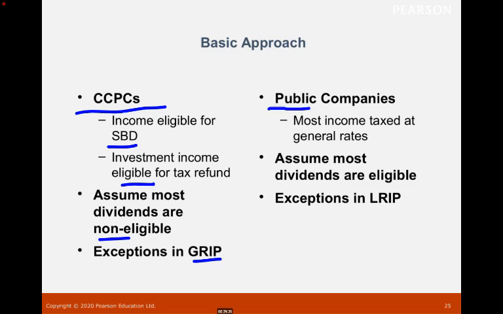For public companies, most of the income is going to be taxed at the general rate. So this assumes that those dividends are eligible, and then we're going to have exceptions for your low rate income pool.